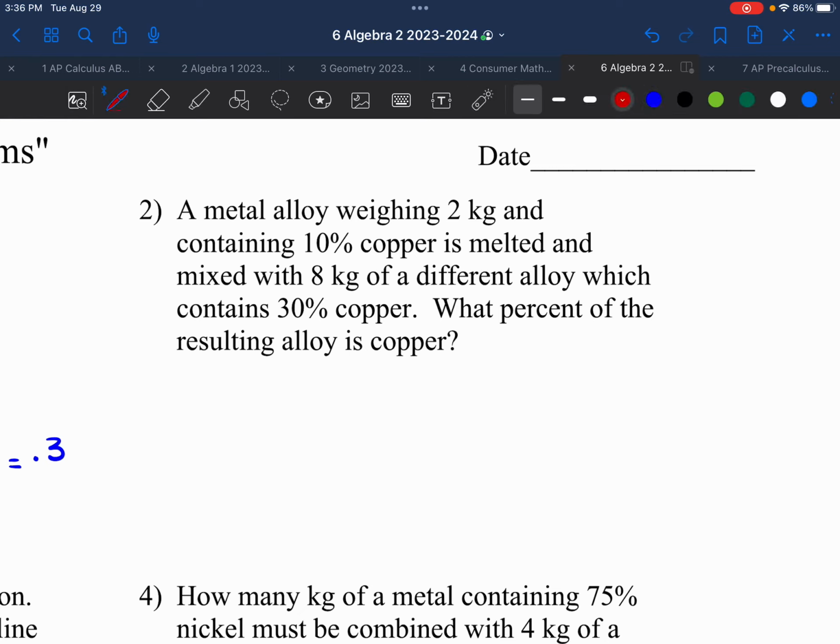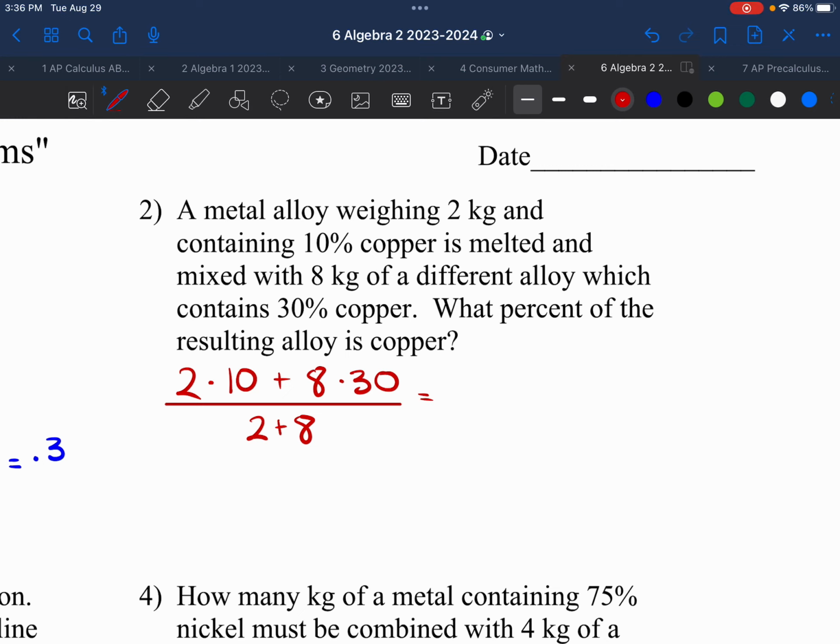All right, so in this problem, we have a metal alloy weighing 2 kilograms, so that's the amount, and that's 10% copper, so that's going to be multiplied by not 0.10, but I'm just going to say 10. I'm not making it into a decimal in this case. And then that's going to be mixed with 8 kilograms that contains 30, so times 30. And this is all going to be divided by the two amounts added together, so 2 plus 8. And then that's going to be our answer.